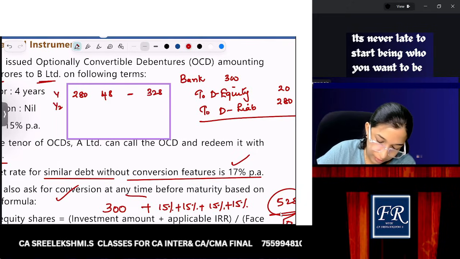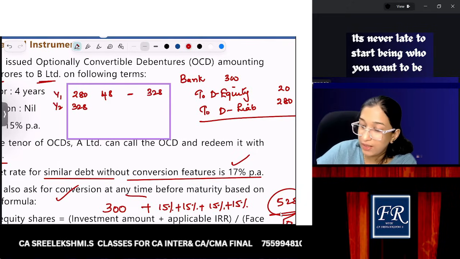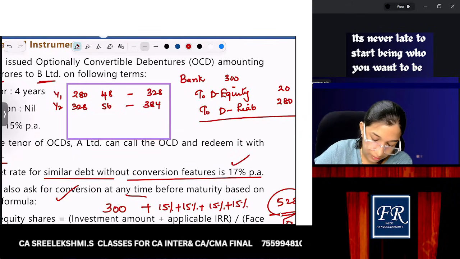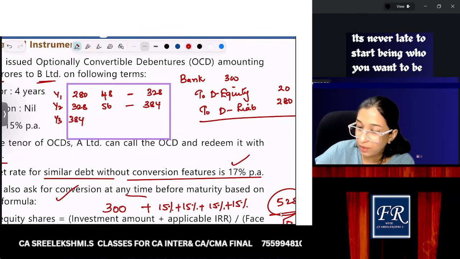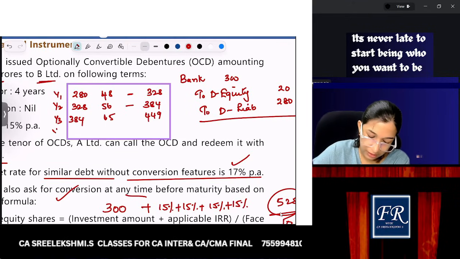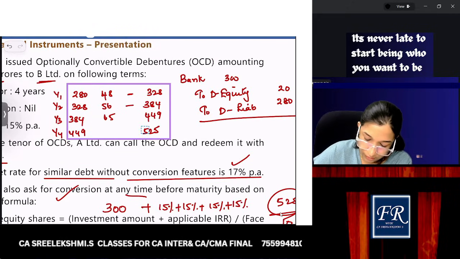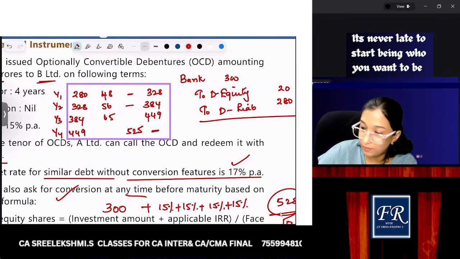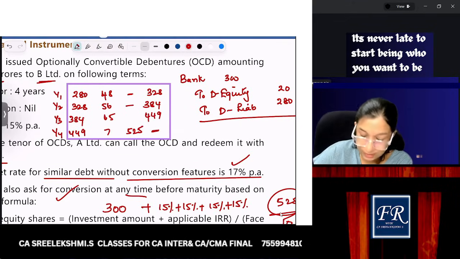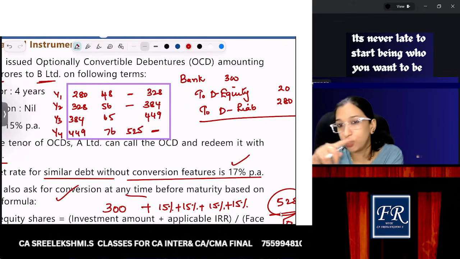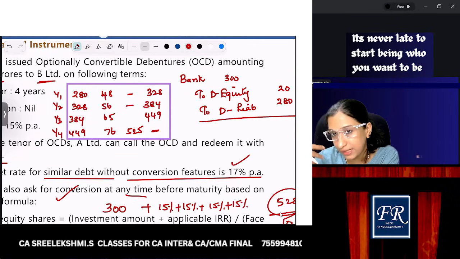Year 2, 328 into 17%, that is 56. No repayment, so 56 plus 328, 384. Then 384 into 17%, that is 65, for 449. And finally it should be 525. We will repay 76. This should be the unwinding. I need to prepare the amortization table and I should do the unwinding.